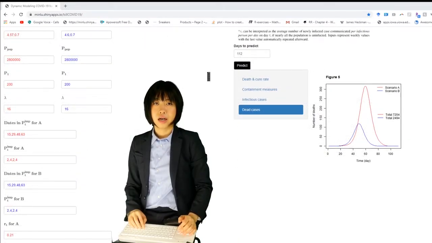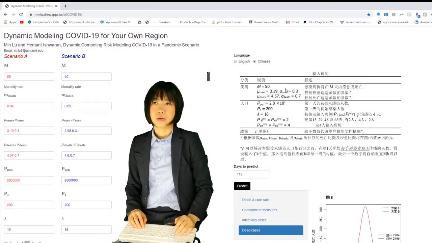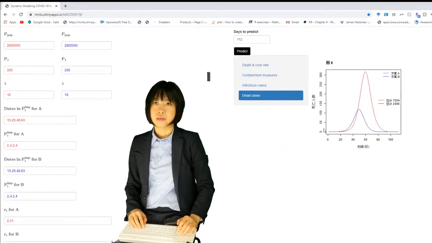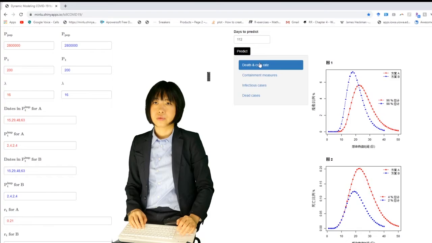So far, there are 2 versions of language on our website, English or Chinese. So when you go to our website, if you choose Chinese, for example, you can see that all the descriptions are in Chinese and all the results will be in Chinese too.